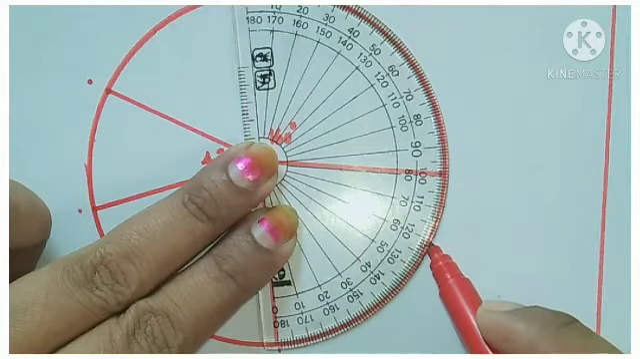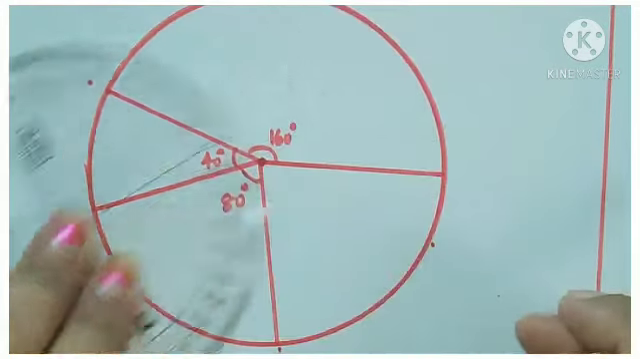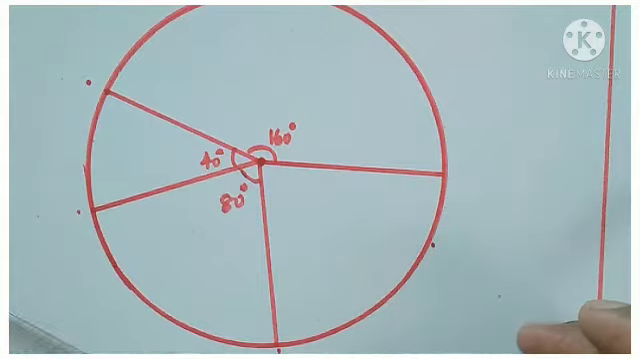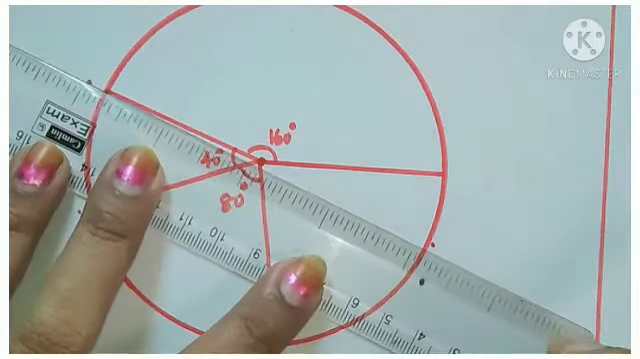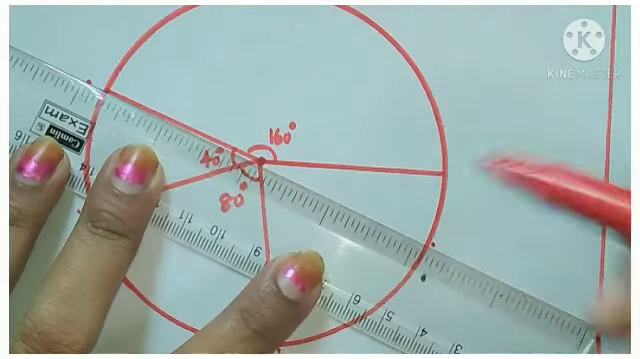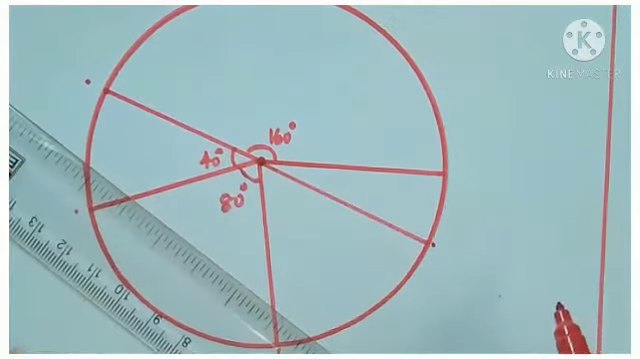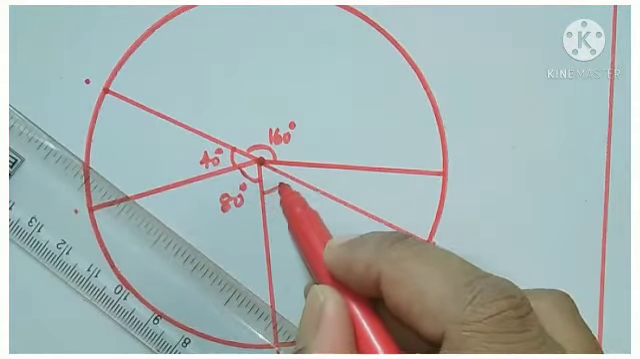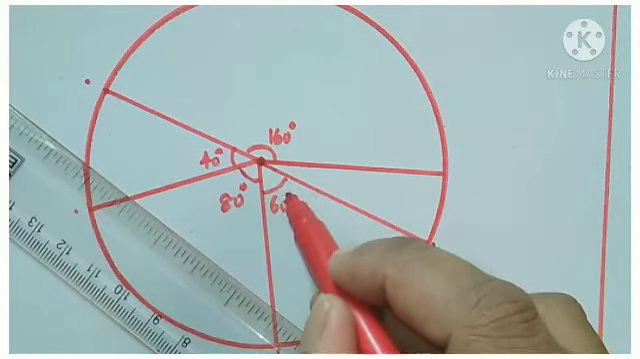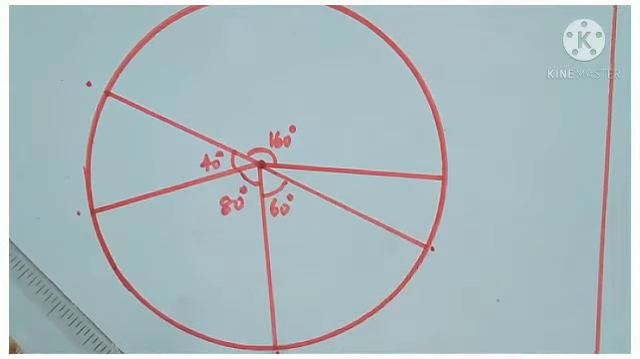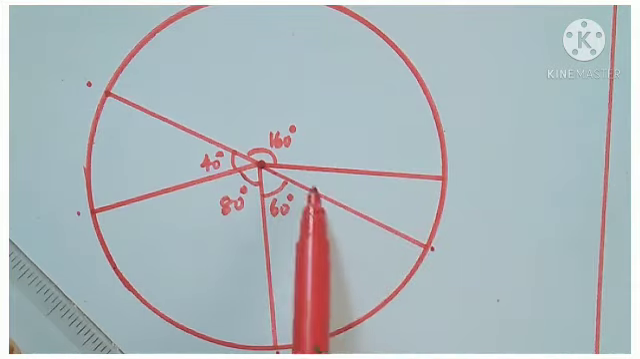So mark that 60 degree. Now remove the protractor and take the ruler and join towards that point. So this angle we have now constructed is 60 degrees. Now you can see a remaining angle there. And what is this space angle?